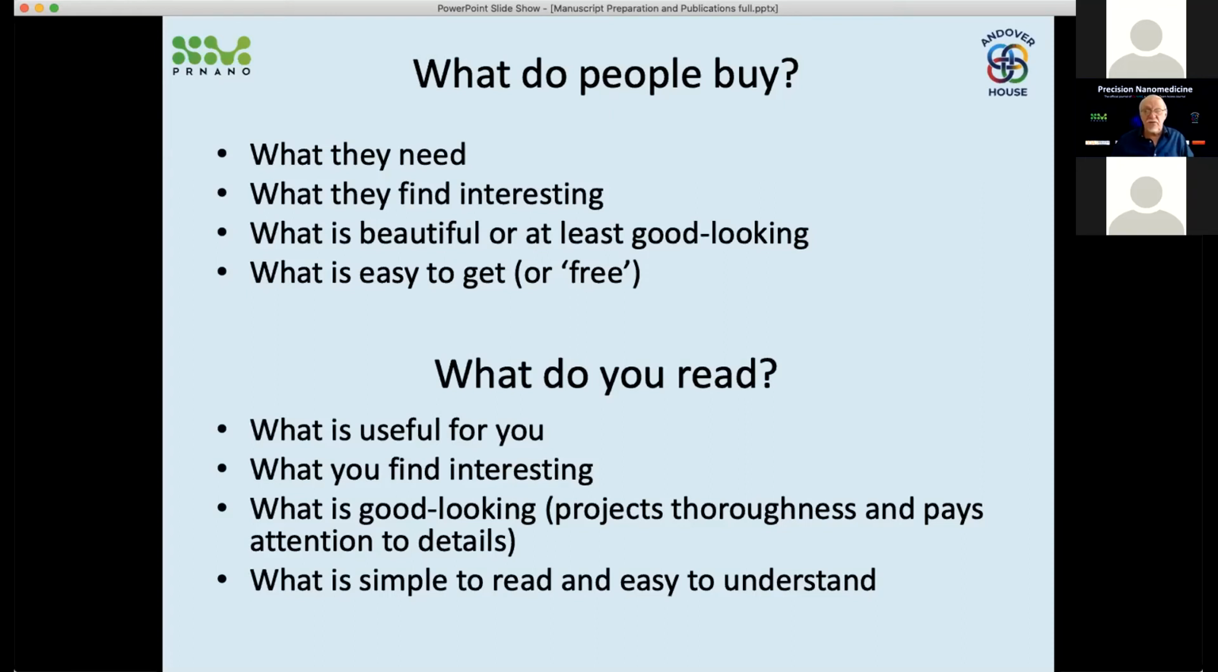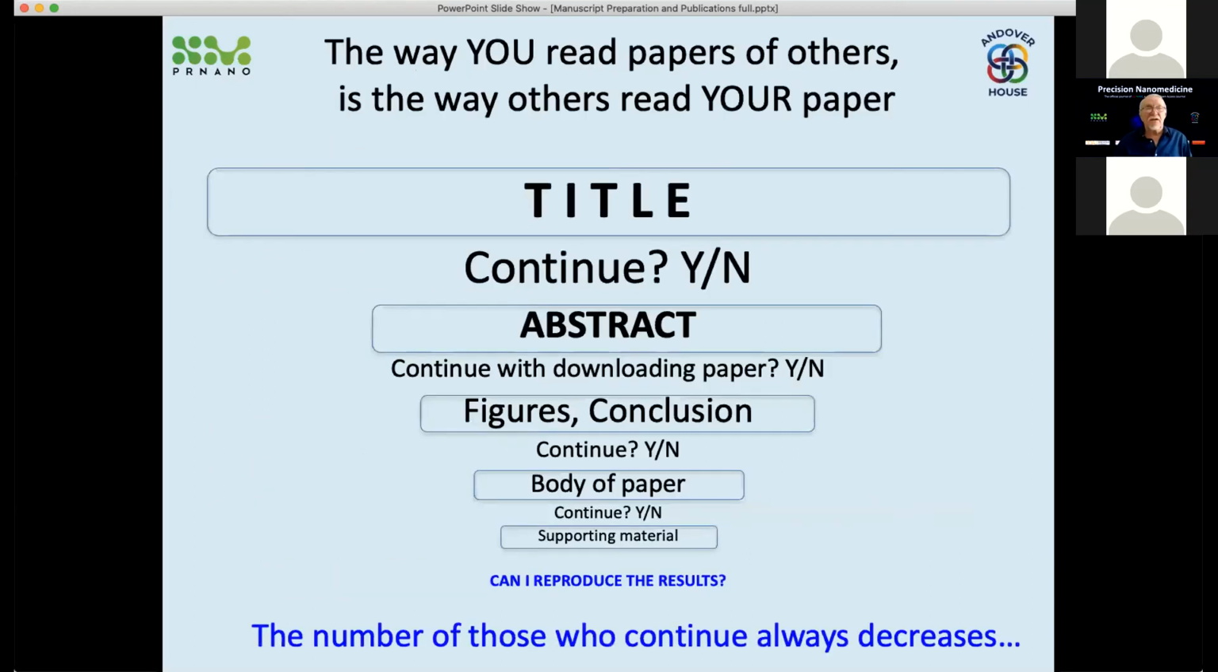What is useful for you? What do you find interesting? What is good looking, which is project thoroughness and attention to detail? What is simple to read and easy to understand? Do you read a complicated, hard to understand, unclear paper carefully? I don't think so. So you need to remember, the way you read papers of others is exactly the way others read your paper.